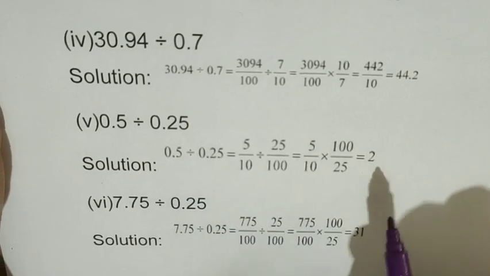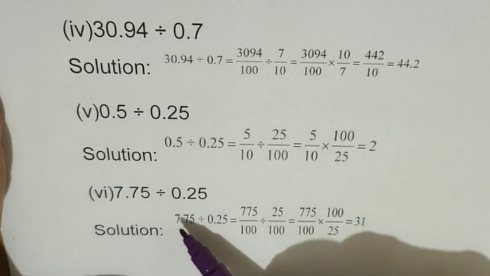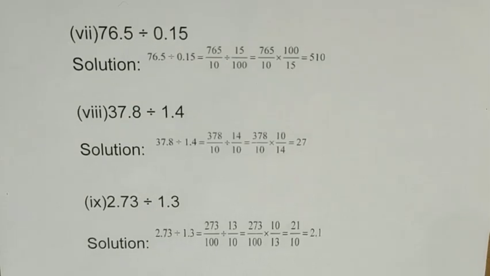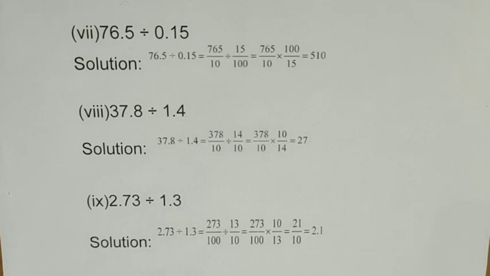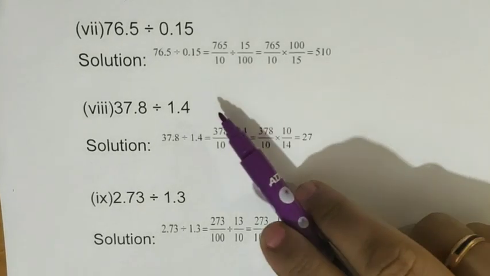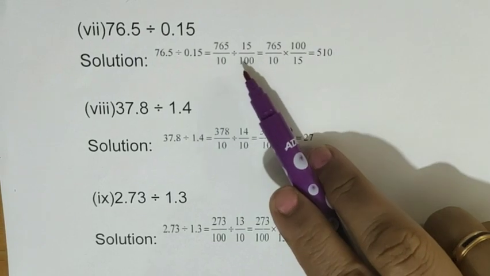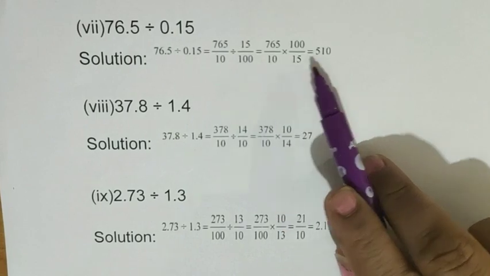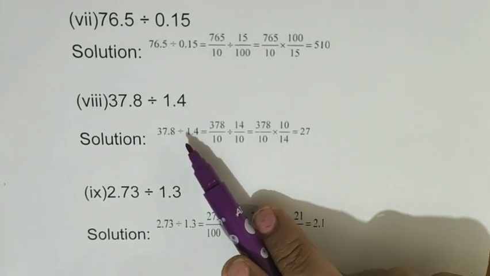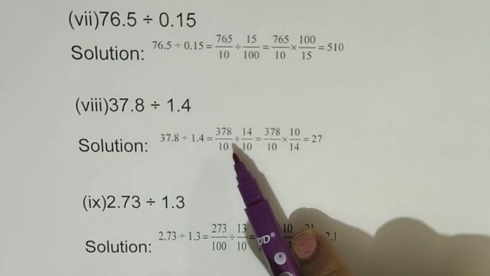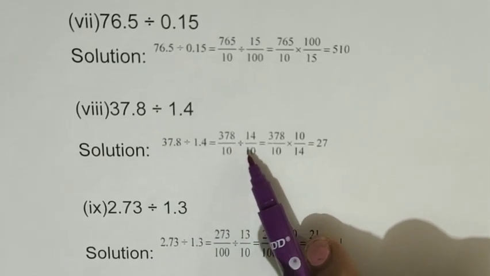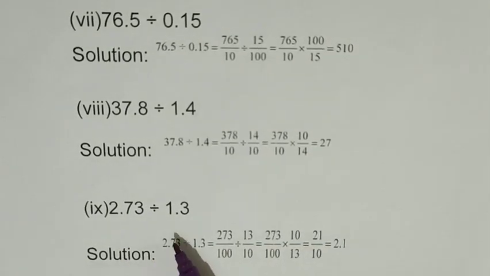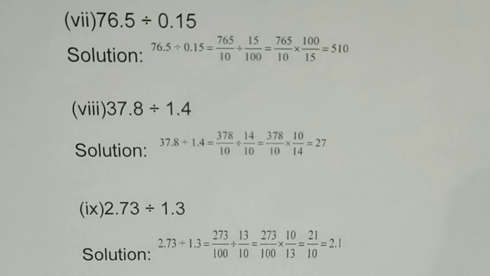0.5 divided by 0.25. What is the answer? We will get 2. 7.75 divided by 0.25 is equal to 31. Seventh question, 76.5 divided by 0.15. 76.5 divided by 0.15 is equal to 765 divided by 10 and divided by 15 by 100. Again we will get 510. 37.8 divided by 1.4 means 37.8 divided by 10 and divided by 14 by 10. That will be reciprocal and your answer is 27. Similarly, 2.73 divided by 1.3 is equal to 2.1.